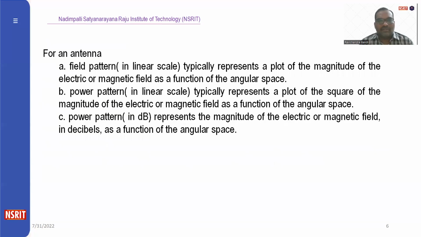For an antenna, we have a field pattern, which typically represents a plot of the magnitude of the electric or magnetic fields as a function of angular space. A power pattern typically represents a plot of the square of the magnitude of the electric and magnetic fields as a function of angular space. A power pattern represents the magnitude of the electric or magnetic field in decibels as a function of angular space.